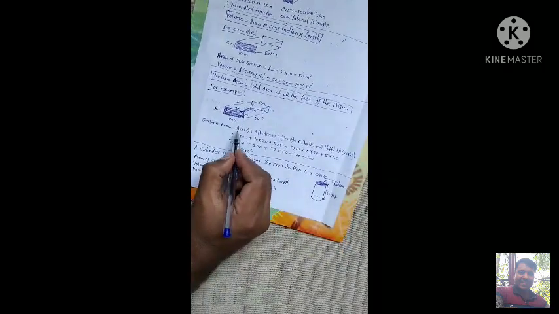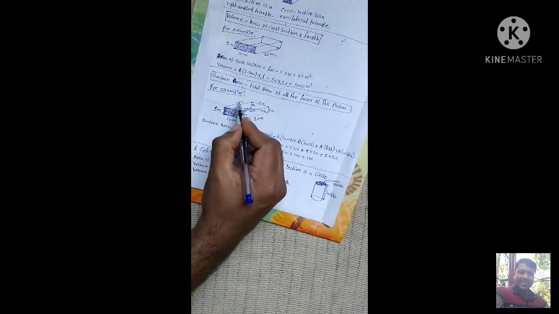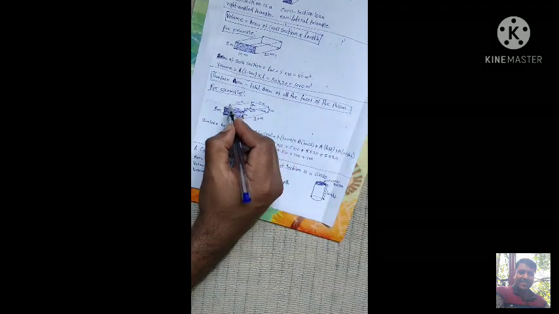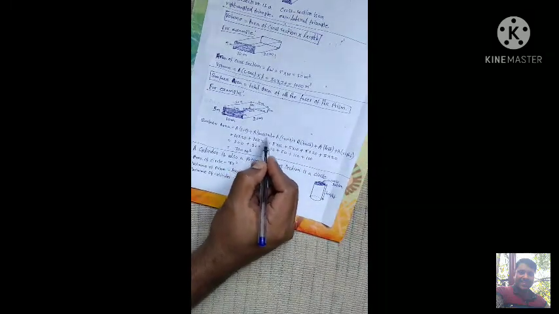Okay. Now area of top. We are taking the top side. What is the formula? Length into width. Length is 20, width is 10. So 10 times 20. The area of bottom is the same.